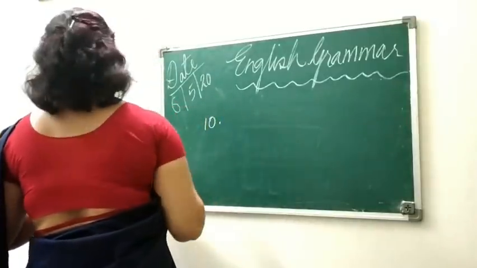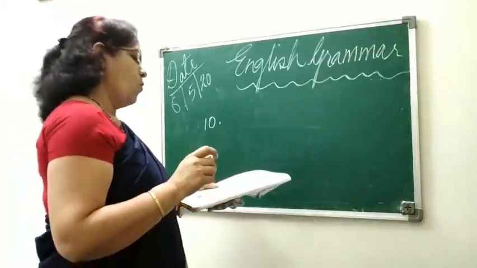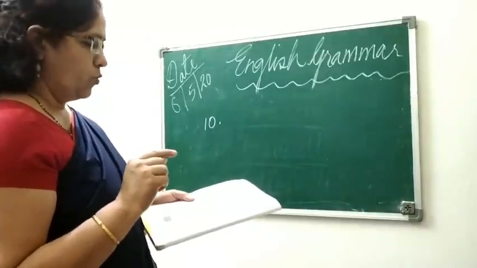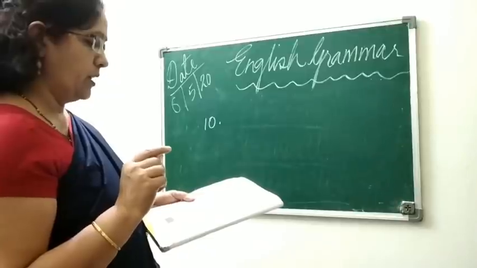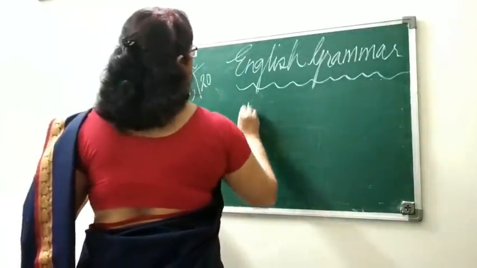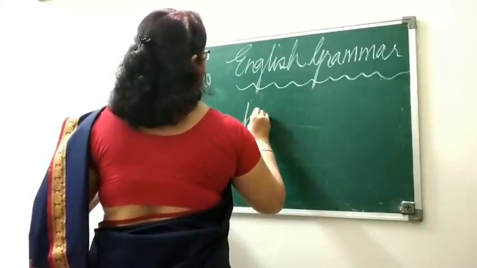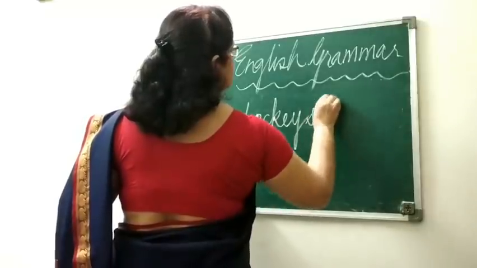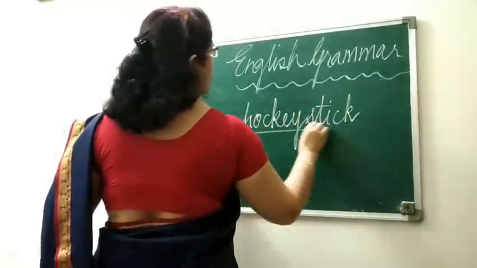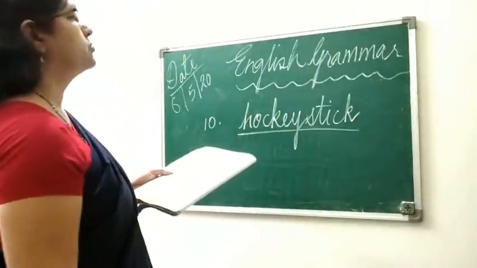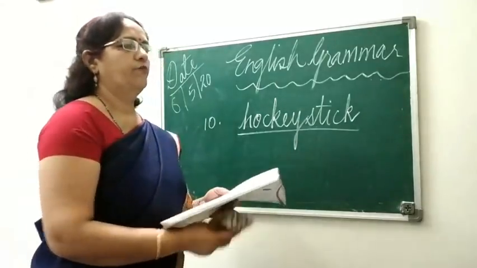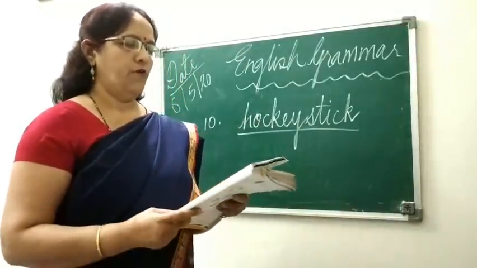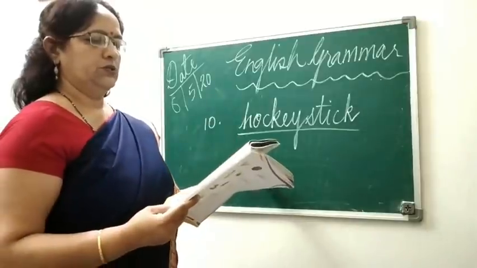Last one is O H K Y C E C S K I T. So, what is the correct word of the tenth one? The correct word is hockey stick. Hockey stick. The correct one is hockey stick. Okay, children? So, in this exercise, you have written all the correct words. Okay.